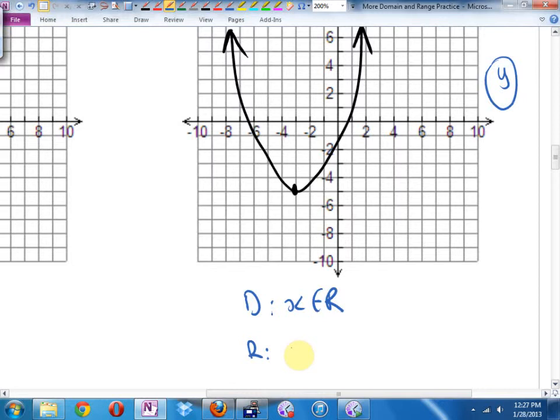Above. If you're above something, are you bigger than something or smaller than something? We're going to write this. Y is bigger than or touching, above or touching, negative 5.